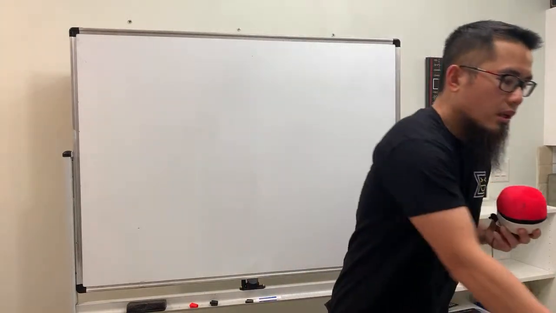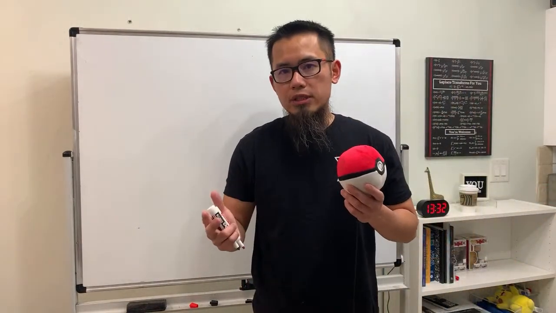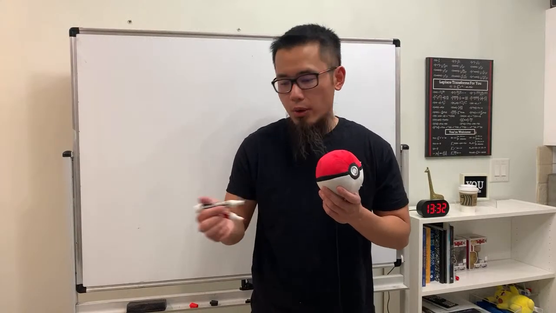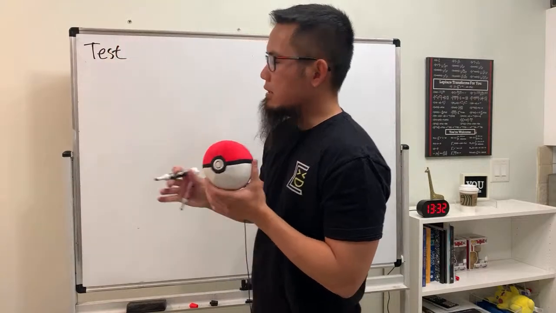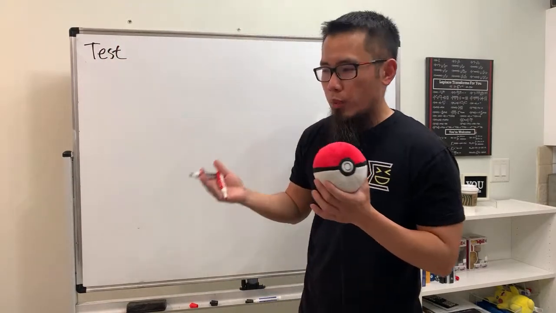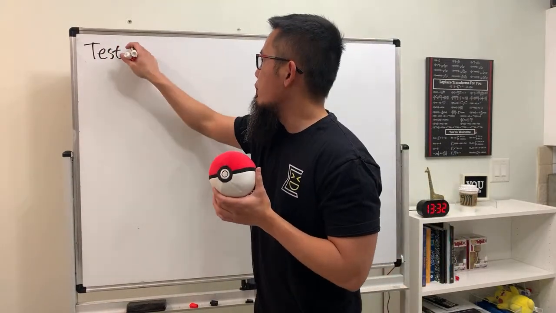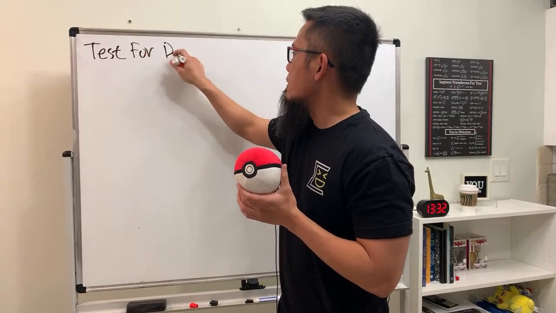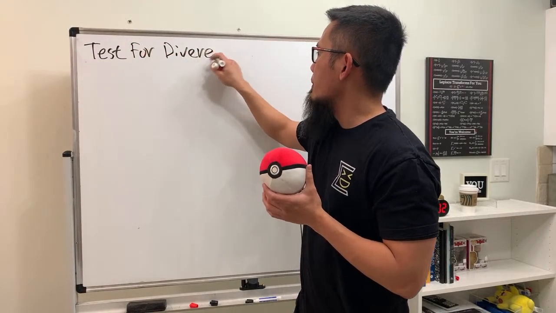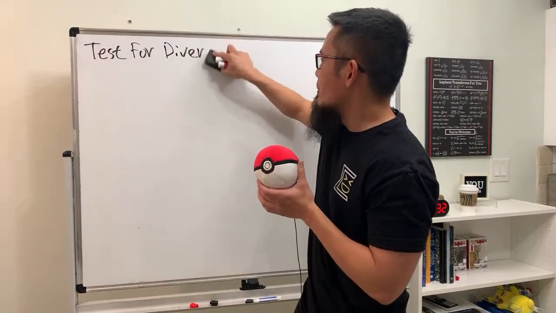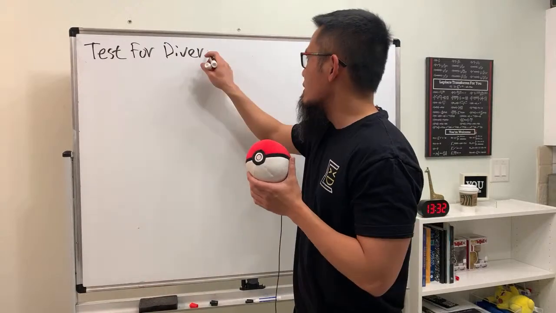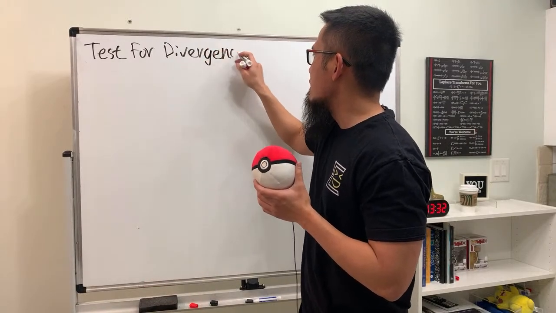Alright, so for the first part, I want to talk about a few things first. For this video, the first thing you will have to know is the test for divergence. So let me just break this down for you guys. This is just a preview of what we are going to cover, right? Test for divergence is the first one. And again, we are going to compare the difference between the convergence of a sequence and a series, right?